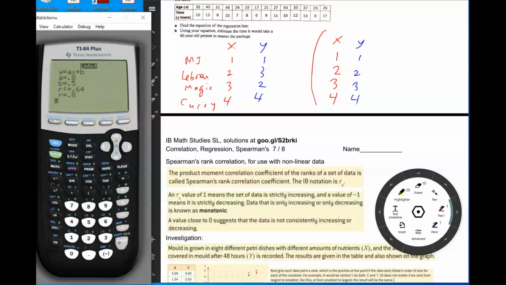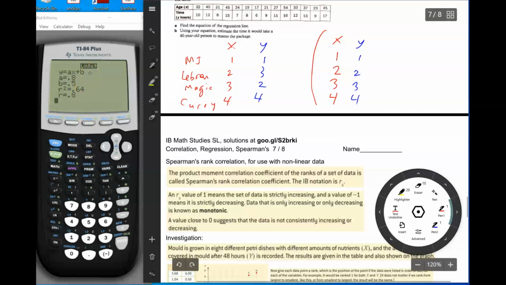And that gives me this line. And oops, I did the wrong set. So I did the first set. So in the first set, I would get a correlation coefficient of 0.8, right?